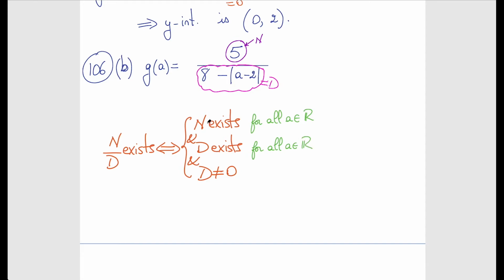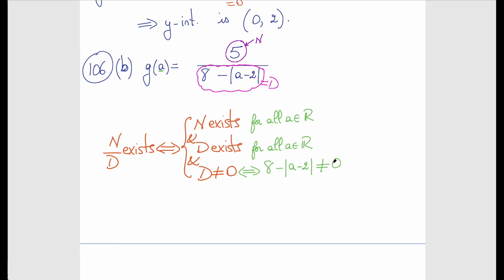Okay, so far conditions 1 and 2, this one here, this one here, and this one here, those two conditions allow any real numbers. They don't put any restrictions on the real numbers, on the input a. So the only remaining part is the last part, which is the denominator not being 0, and the denominator is this guy. The denominator not being 0 means, in the context of 106, that 8 minus the absolute value of a minus 2 is not 0, right?